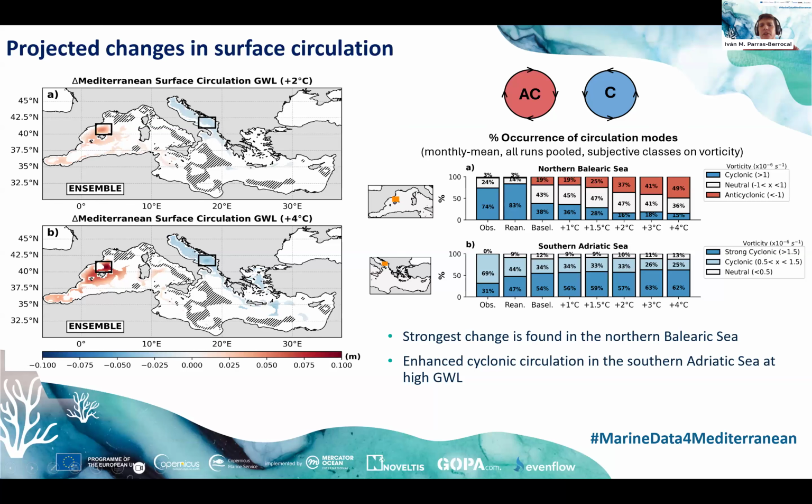To compute those circulation modes, we first calculate the vorticity, and then we define different modes subjectively, but based on the physics of each area. And this allows us to analyze those different circulation modes. So in the northern Balearic, we found this change from cyclonic to anticyclonic, while in the Southern Adriatic, we found an enhanced cyclonic circulation at high global warming levels.